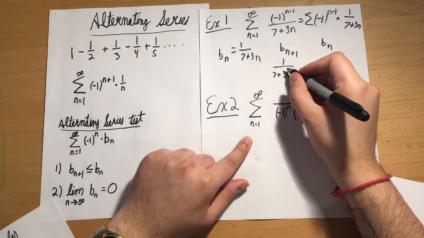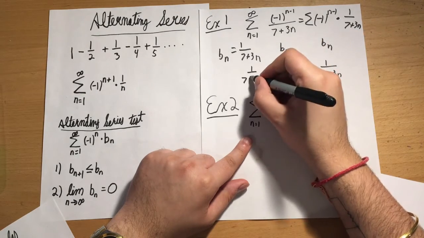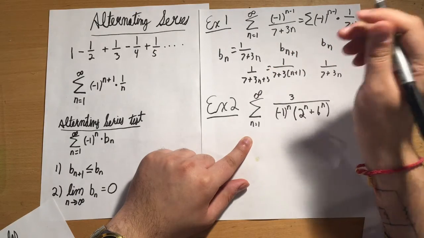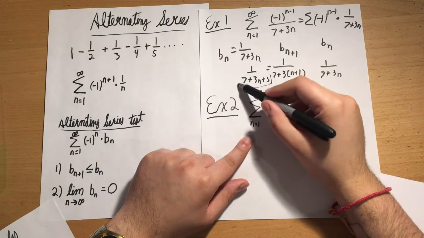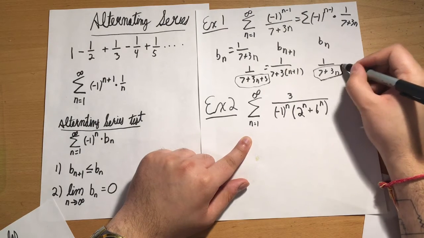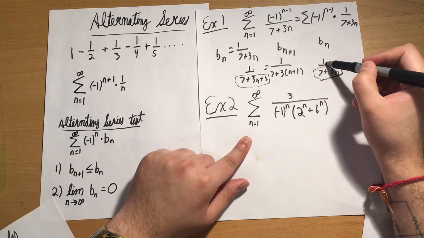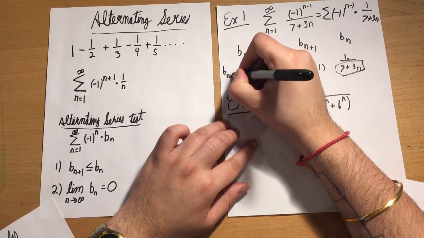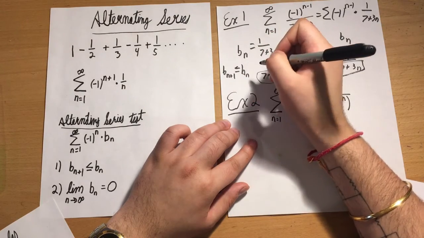Multiplying this out, this ends up becoming 1 over 7 plus 3n plus 3. And from there, we can see this denominator is clearly always going to be 3 more than this denominator, meaning this fraction must always be smaller than this fraction. Therefore, we've satisfied the first condition: b of n plus 1 is always less than b of n.